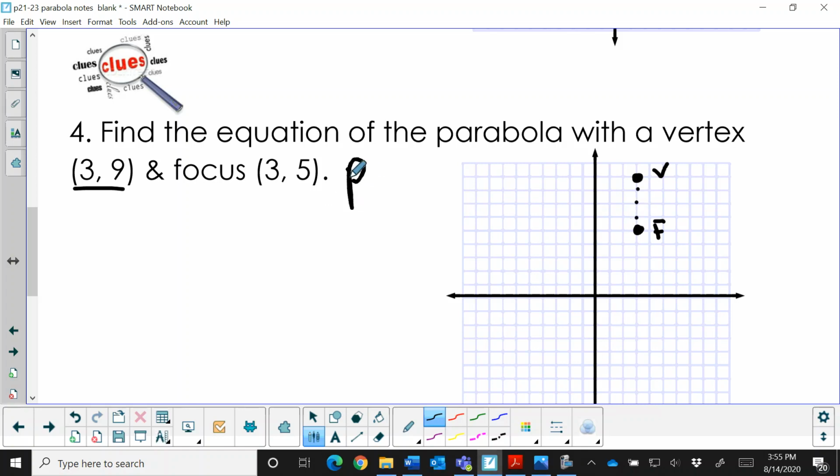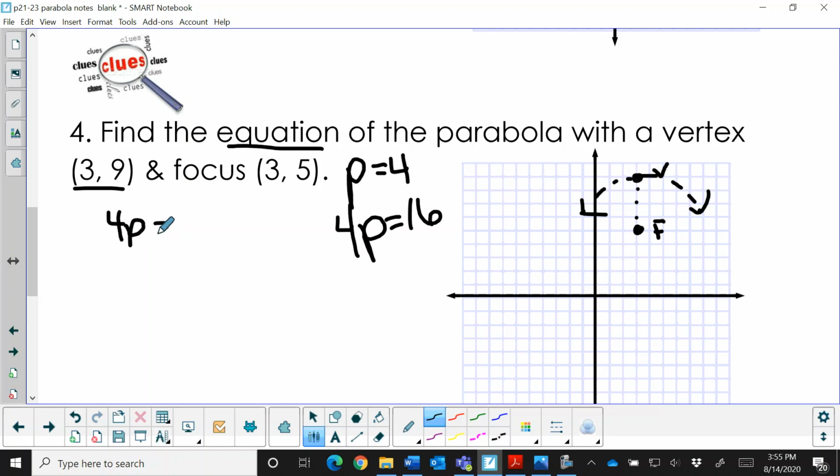So that means P is equal to 4. And since I'm looking for the equation, I actually need 4P. So multiply both sides by 4, and we get 4P is 16. Now, we can also figure out the facing. Because the vertex is above the focus, that means this one is going to face down. That means my P is not positive, but my P is actually negative. So when I go to plug it in, my 4P will be negative 16.